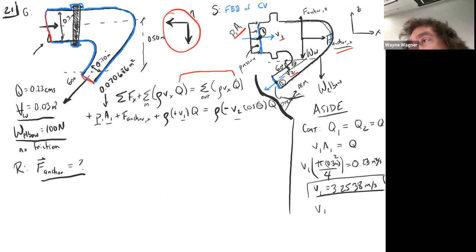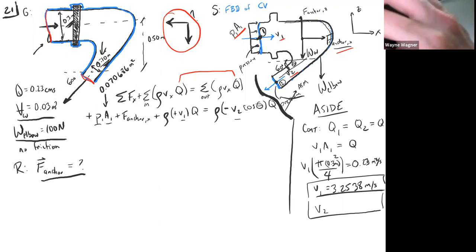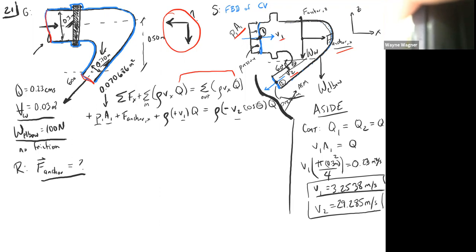Okay, and V2, you could follow and do that exact same calculation, or you can note that, look, this one is 3 times as big as the one down here. So by continuity, the velocity down here needs to be 9 times as big. So V2 is going to equal that same number times 9. Multiply times 9, and we'll get 29.285. So that's a shortcut if you can see that. Or you can do this calculation again at V2.